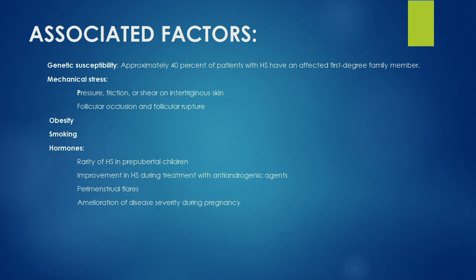Mechanical stress. Increased mechanical stress, pressure, friction, shear, on intertriginous skin and other areas, for example belt lines, brassiere straps, and other sites of clothing friction, likely contributes to the localization of HS. Mechanical stress on skin has been postulated to contribute to HS via increasing the chance of follicular occlusion and follicular rupture.